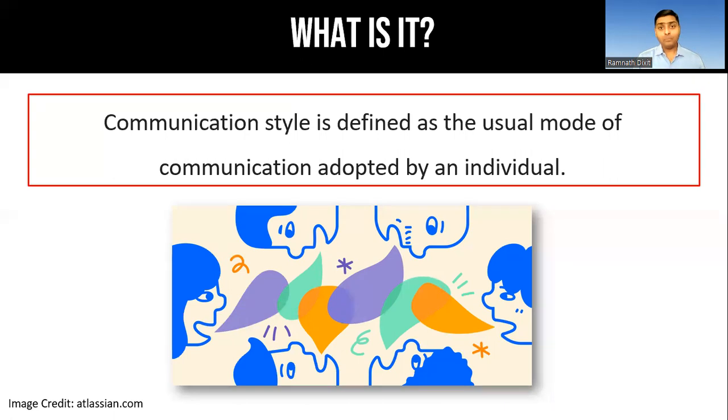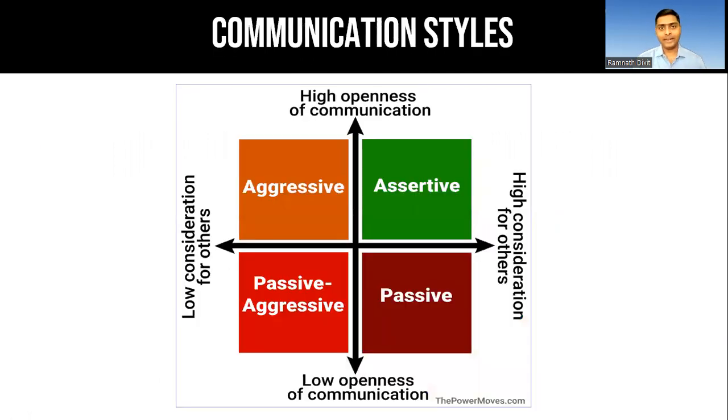Now, there are four broad communication styles that we need to understand, and then perhaps you'll be able to decipher which one you are using presently and which one you are supposed to be using in general. This is what we call the communication styles. There are four of them. Let me give you a brief idea about each one of them, and then we will dig deeper into each of them as well.